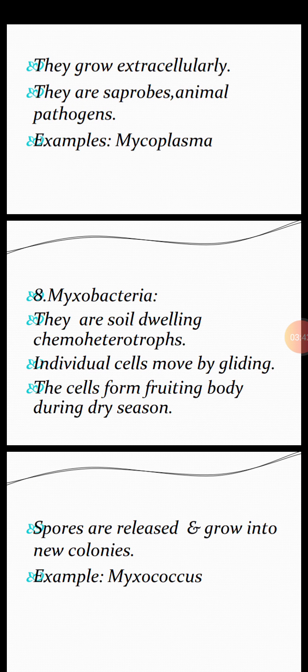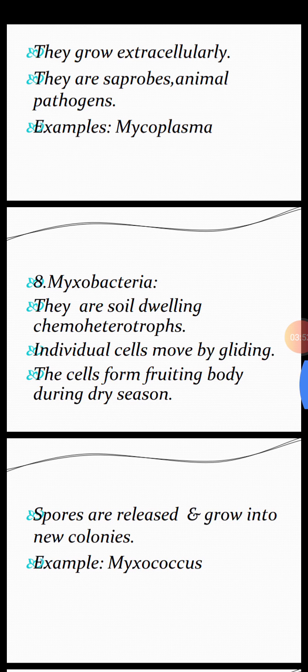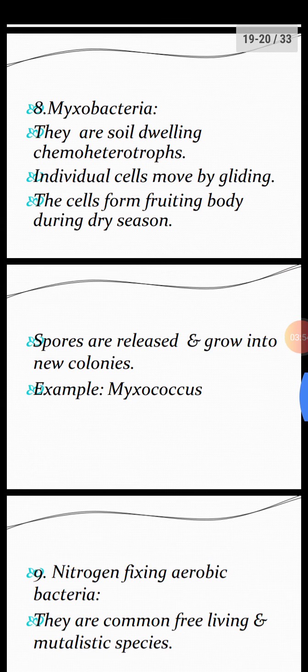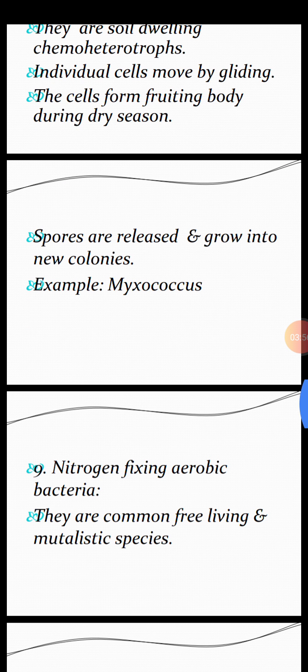Next are Myxobacteria. They are soil dwelling. Dwelling means to occupy or to live there. They are chemoheterotrophs. Individual cells move by slow gliding movement. The cells form a fruiting body during the dry season. Spores are released and then they grow into new colonies. For example, Myxococcus.